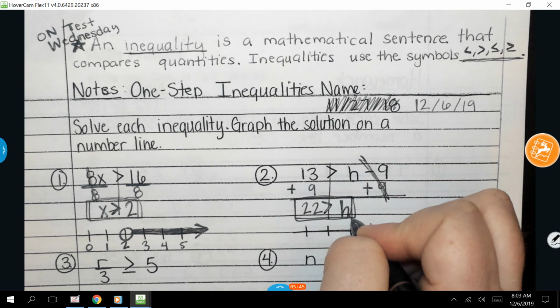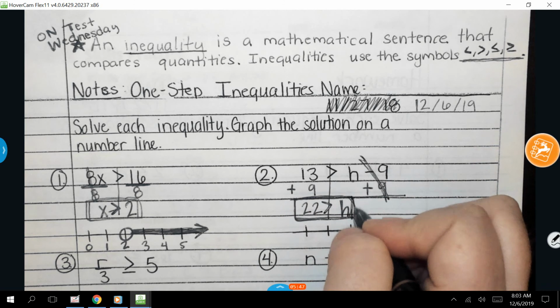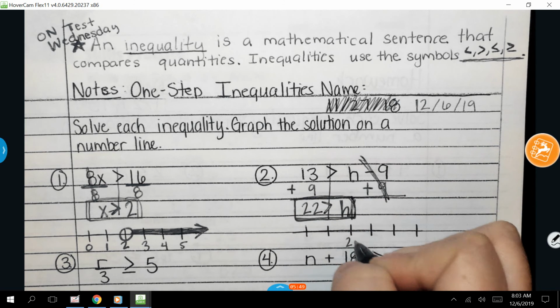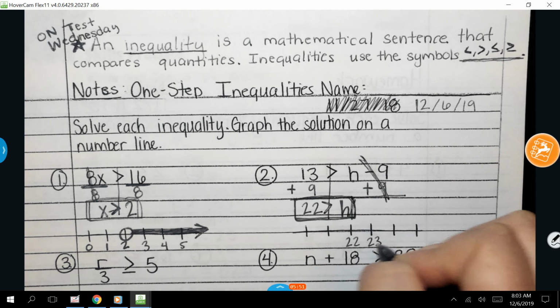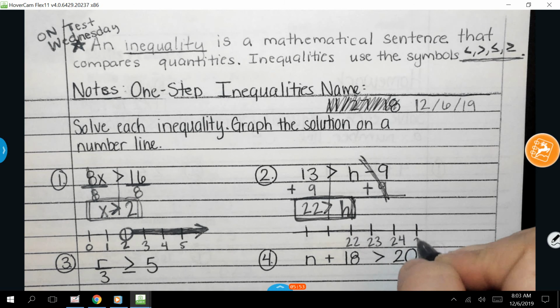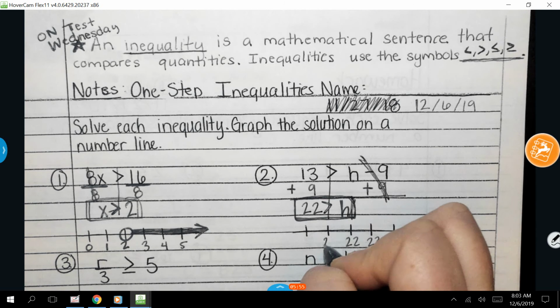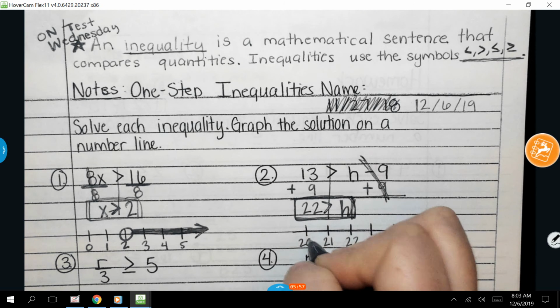Now we need to graph that, so I'm going to put 22 on the line. After 22, 23, 24, 25. In front, I have 21 and 20. Okay.